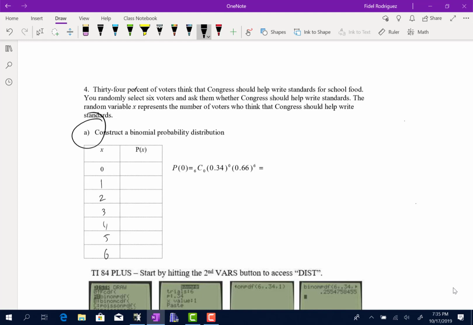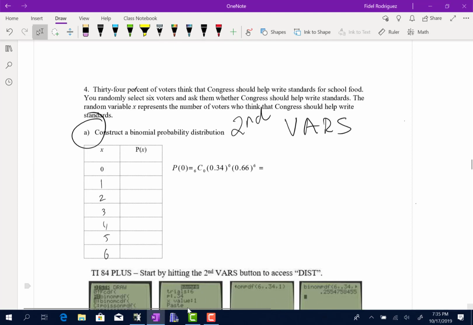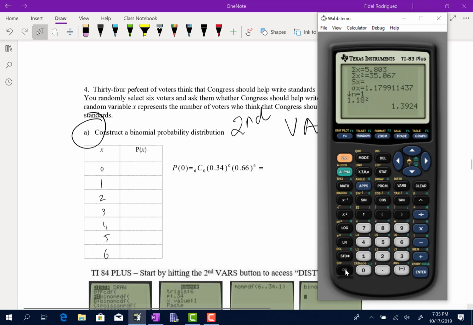So guys, remember, on my calculator, the first thing I'm going to hit is my second button, and then the button that says vars. So if you take a look here, I'm going to grab my calculator, turn it on, and clear that out. So I'm going to go second, and then the vars button. And I'm going to look for one that says binomial PDF. So I'm going to start scrolling down here, and that one right there. So binomial PDF.